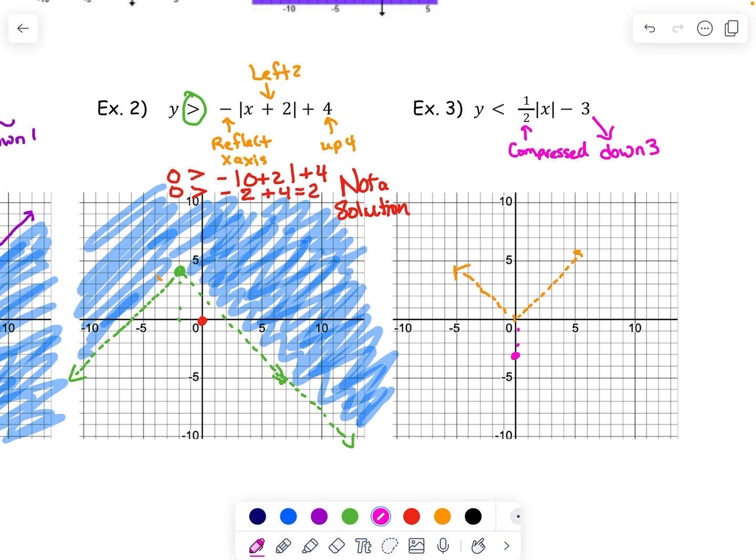Now, if we had compressed it, it would have been like going up 1 and over 2. You can see how this is the halfway point, right? Up 1 over 2. This is the halfway point, right? So all we're going to really do is move that vertex and then use that slope. Up 1 over 2. Up 1 over 2. Up 1 over 2.